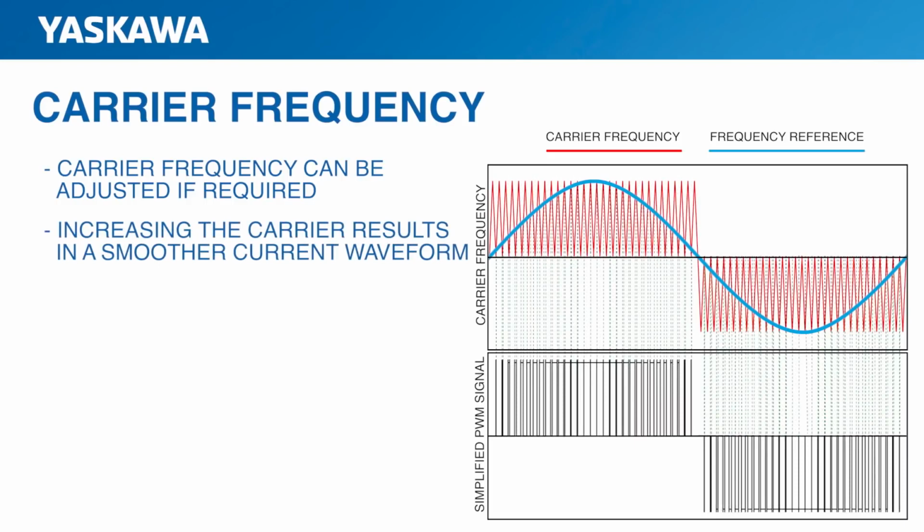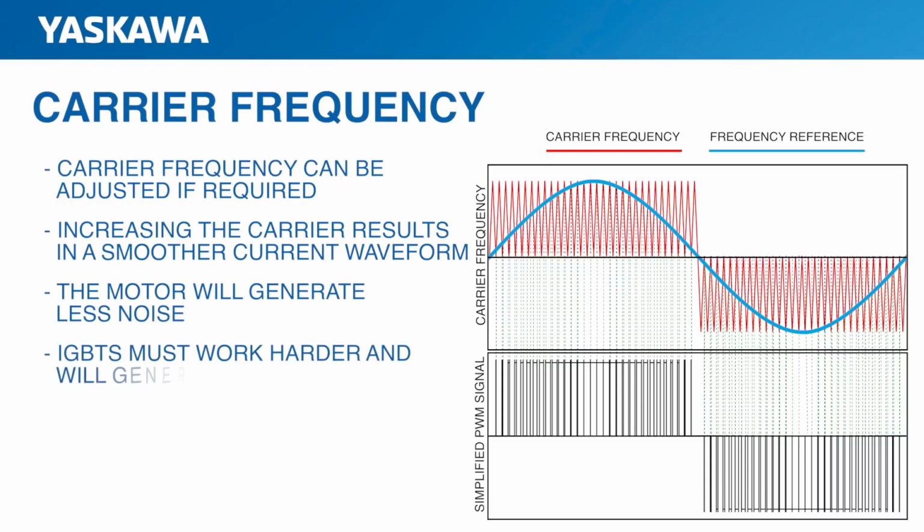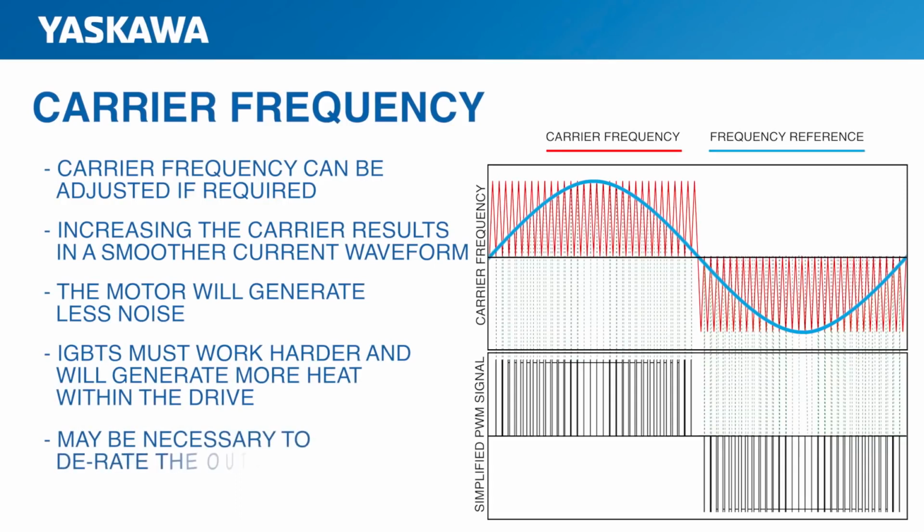Increasing the carrier will result in a cleaner, more sinusoidal current waveform, which in turn will make the motor generate less audible noise. However, this will also make the IGBTs work harder and create more heat within the drive. It may be necessary to derate the output current of the drive to accommodate for the increased carrier frequency.